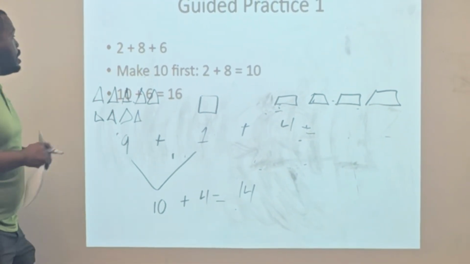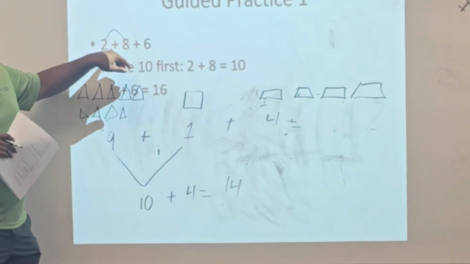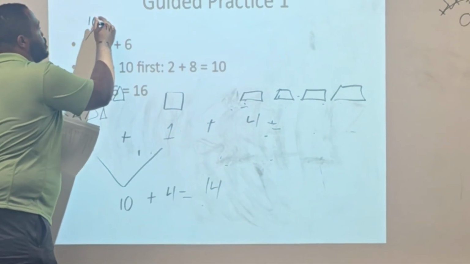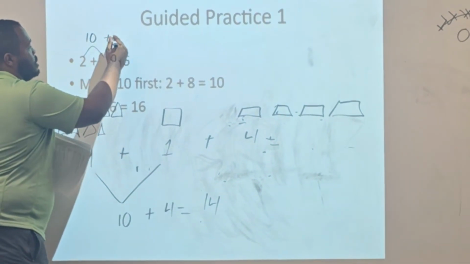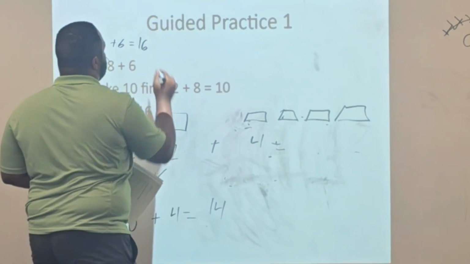8 and 2. So 2 plus 8 gives me 10. So we made a 10. And then we add the 6, what is that equal? 16. 16, good job.